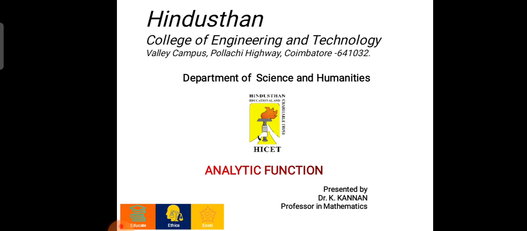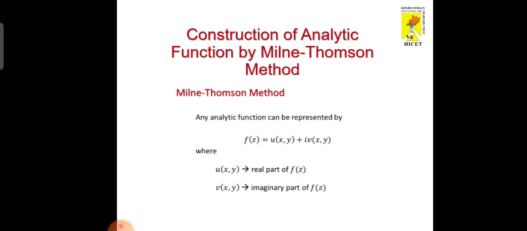In this video, I am going to discuss the construction of analytic functions by using Milne-Thomson's method and its applications. Generally, the analytic functions can be represented by f(z) = u + iv. Here, z is a complex variable. We take z = x + iy, and u and v are the real and imaginary parts of f(z), which are in terms of x and y.